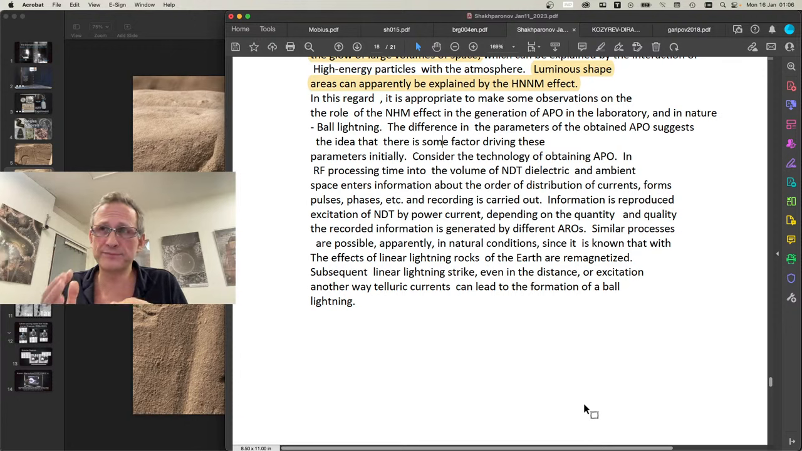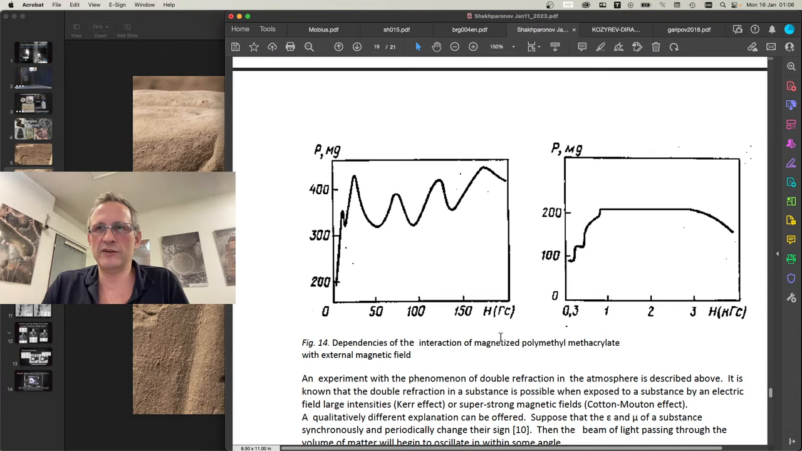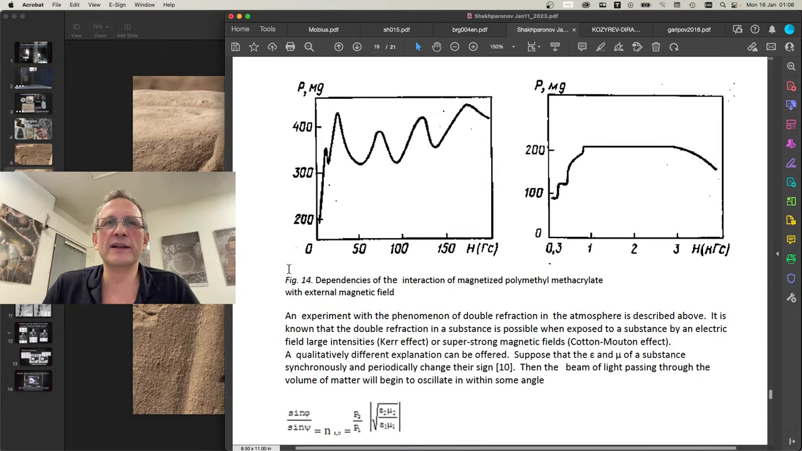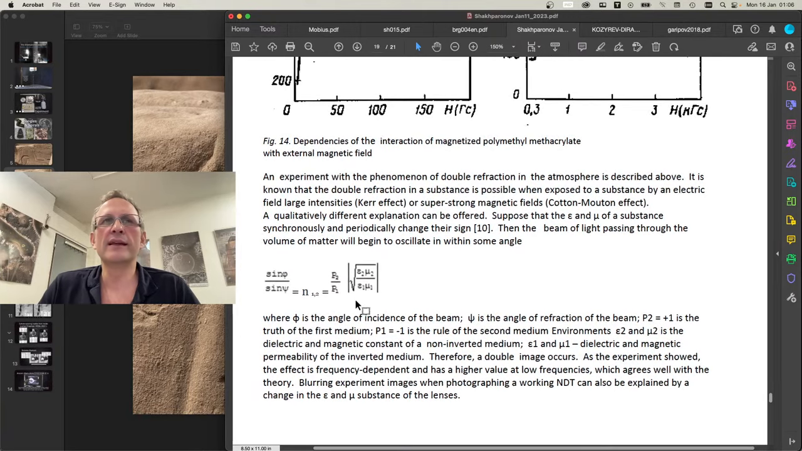Now, in Hessdalen, there's this sulfurous stream that comes out of a mine between two different types of metal slopes. And, you know, there's quartz and freeze-thaw and all kinds of things going on there. So you could imagine a scenario was set up where these fields allowed for regular production of long-lived luminous objects. Okay, so they are measuring the non-magnetic material being magnetized and so on. Anyway. An experiment with the phenomenon of double refraction in the atmosphere is described above.